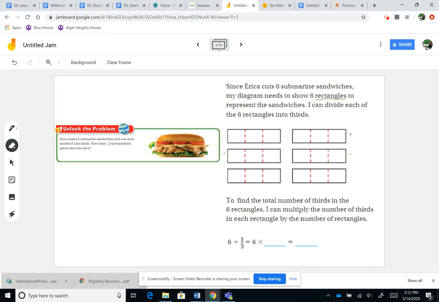Okay, so to find the total number of thirds in the 6 rectangles, I can multiply the number of thirds in each rectangle by the number of rectangles. So we have 6 rectangles, right? 1, 2, 3, 4, 5, 6. That's here. And we cut each one into thirds. That's here. Now what you can do is you can multiply those two. So they gave you the 6 already. You have the 3, and your answer is 18. And you can prove that simply by counting.